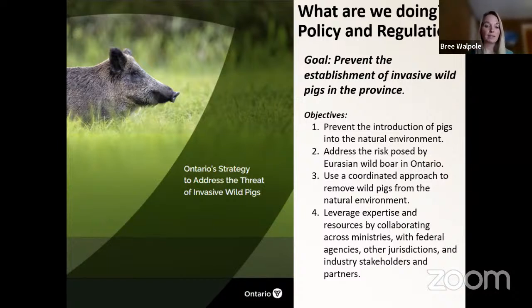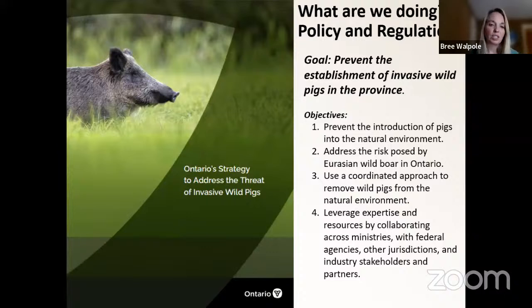And there's a few different objectives that we need to achieve in order to meet this goal. And there's actions that also need to be undertaken. And so these are all summarized in the strategy, which is available on our website. I'll just speak quickly to the four objectives and the goal. And so the first one is common within invasive species management. We need to turn off the tap, especially here in Ontario, where we know that the majority of pigs that end up on the landscape are escapes or releases from containment. So we need to prevent the introduction in the first place.